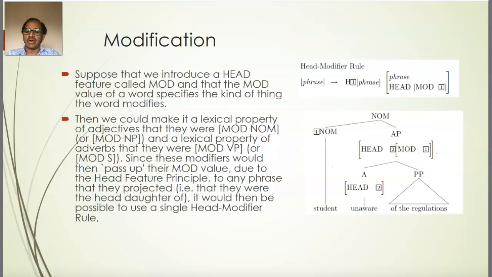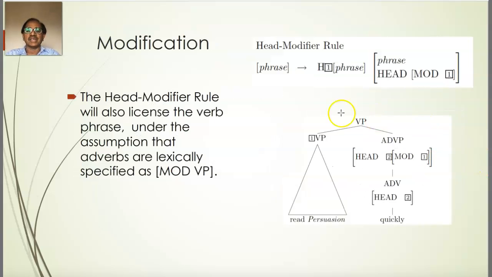Let's also take a look at how an adverb modifies a sentence. So the head modifier rule will also license the verb phrase now, under the assumption that adverbs are lexically specified as mod VP. Right? I have given the head modifier rule again here. So how does an adverb modify? You have an adverb quickly, which has head value 2. Basically 2 is nothing but that it modifies a verb phrase. That is passed on to the phrasal node.